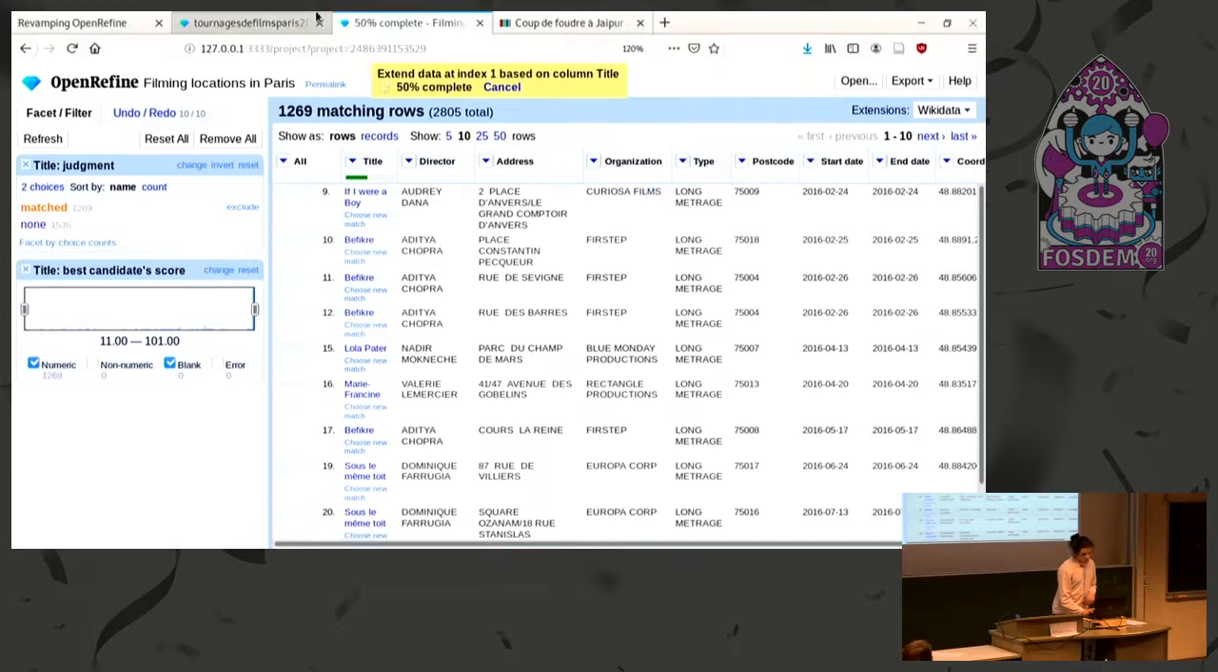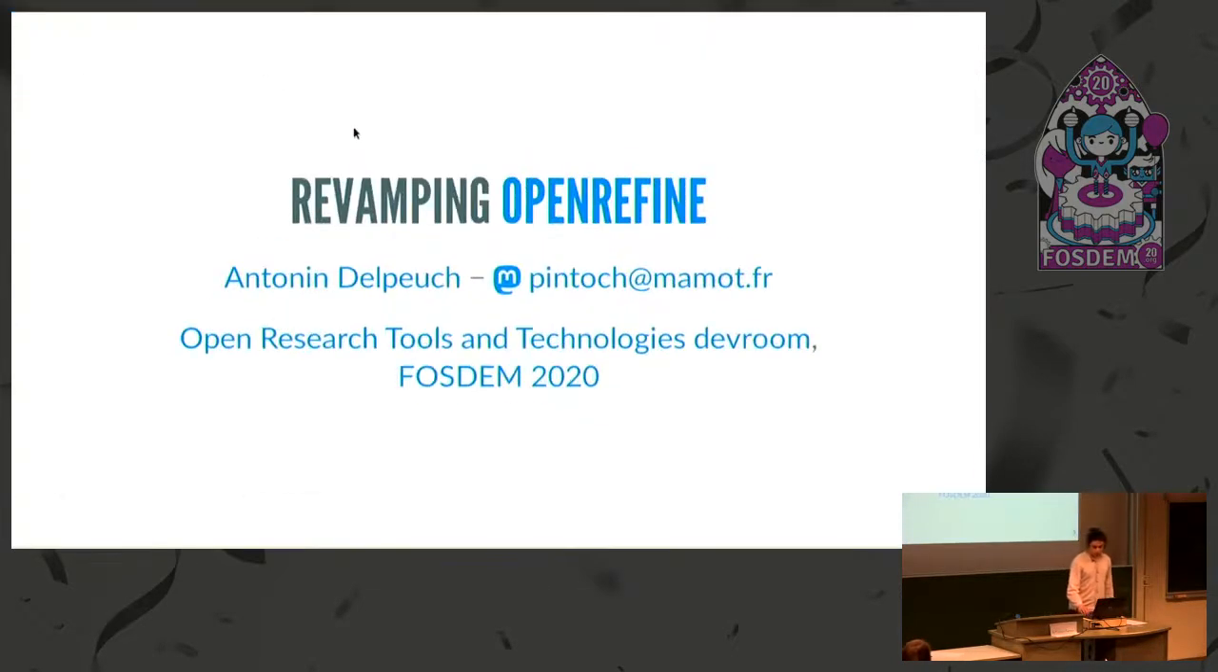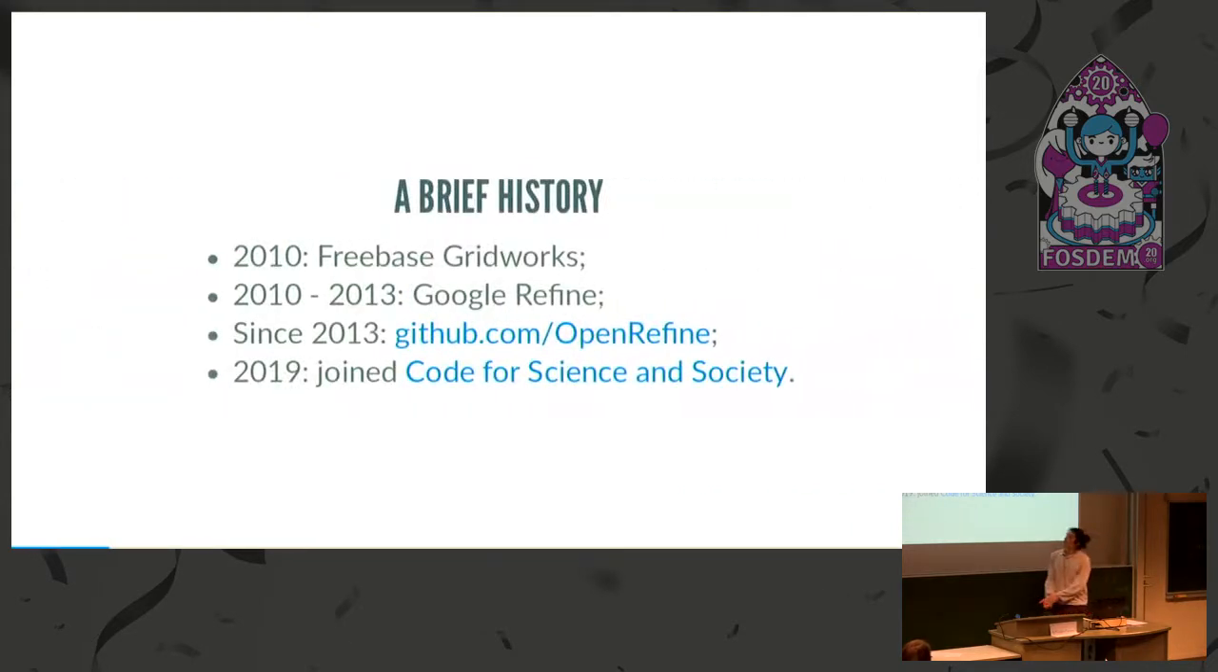So let me tell you a bit now about what we do on this tool, the work we're trying to do. So it's a project that started off 10 years ago now. It was initially called Freebase Gridworks because it was made by the company who ran Freebase, which was sort of a crowdsourced knowledge graph, sort of a structured Wikipedia in a sense. And very quickly, the company got bought up by Google, so the tool got renamed into Google Refine.